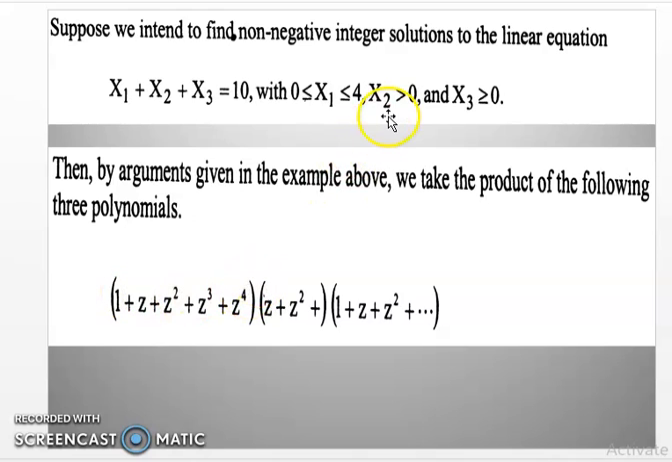Then for the x2 variable, the values are greater than 0, that is 1, 2, 3 and so on. Therefore the x2 polynomial function is z raised to power 1 plus z raised to power 2, and so on. Similarly for the x3 variable, the values are greater than or equal to 0. Therefore z raised to power 0, which is 1, plus z raised to power 1 plus z raised to power 2, and so on.